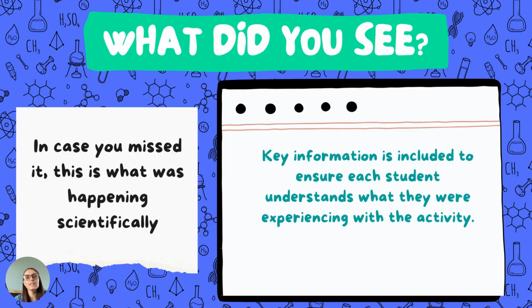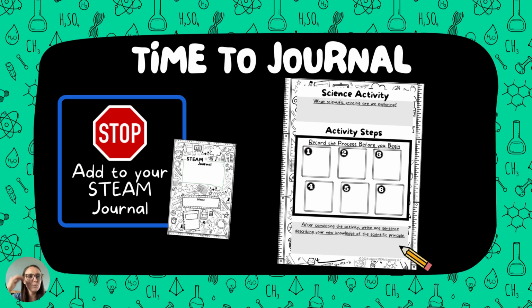And then we always include this slide just in case a student missed it or you missed it. What exactly did you see? So we include key information to ensure each student understands what they were experiencing with the activity. We never want that to be like, well, that activity was cool, but I don't know why it worked. We want to make sure that the science is on point by the end of this activity, right? And so students will finish up that journal page, and then we're actually done. That's the end of it for this one.